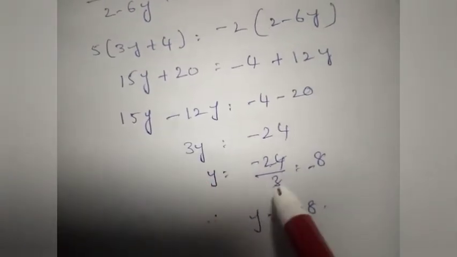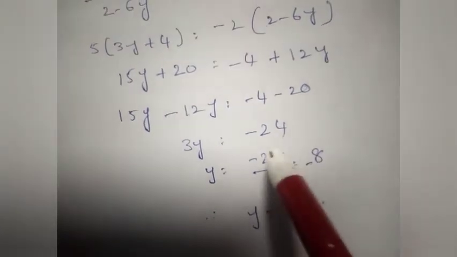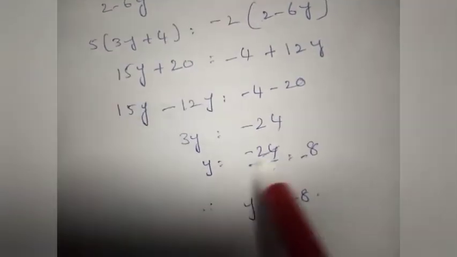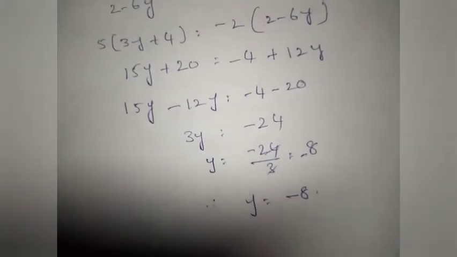This 3 I am bringing to this side. Here it is multiplying, when it comes to this side it divides. So 3 8s are 24. Here the value is negative, so minus 8. Therefore the value of y is equal to minus 8.